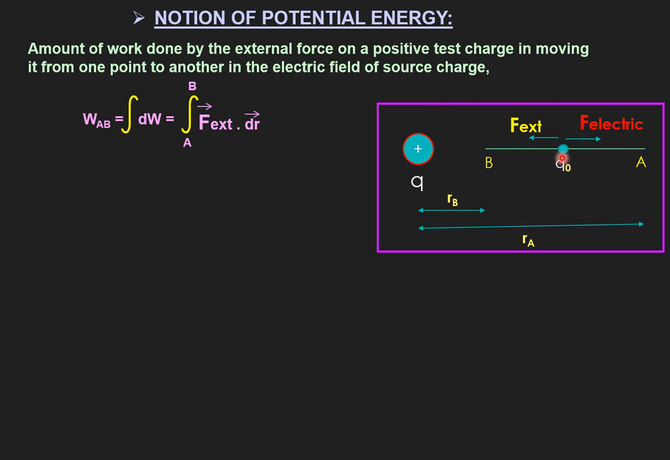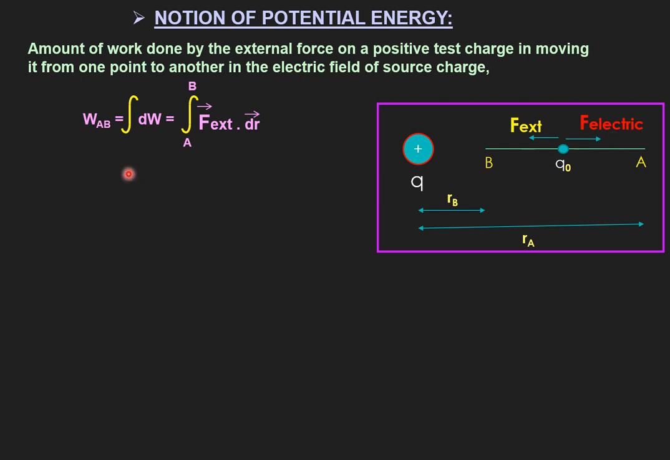Now if I want to move this test charge towards the negative x direction, from point A to point B, I have to apply an external force in this direction, opposite to the direction of the electric field, and the magnitude of the external force should be the same as that of the electric force itself, because we have to move this test charge without any acceleration, that is with zero acceleration. The amount will be the same as the electric force, but the direction will be opposite.